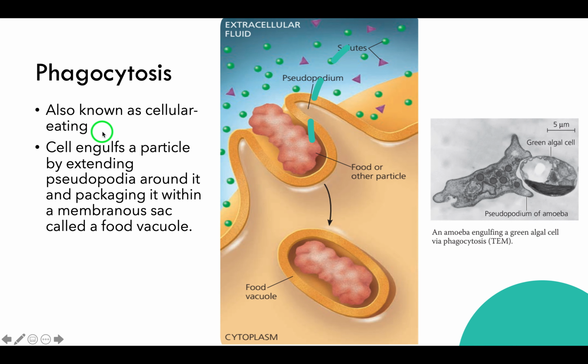In phagocytosis, a cell engulfs a particle by extending pseudopodia, or pseudopodium if it's just one, around it and packages it within a membranous sac called a food vacuole. A pseudopodium is a temporary protrusion of the cytoplasm of a cell for movement or for feeding.